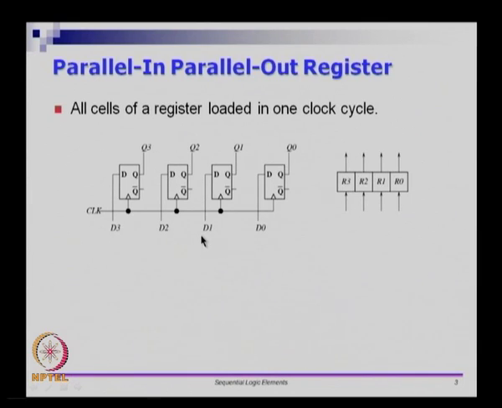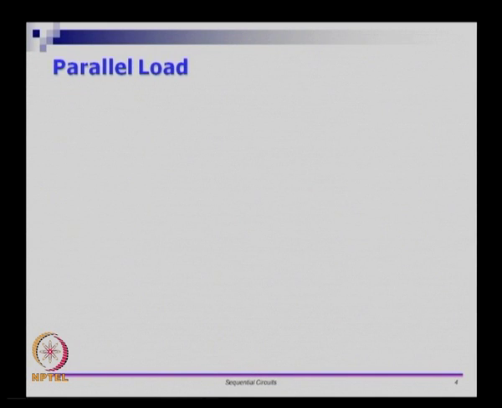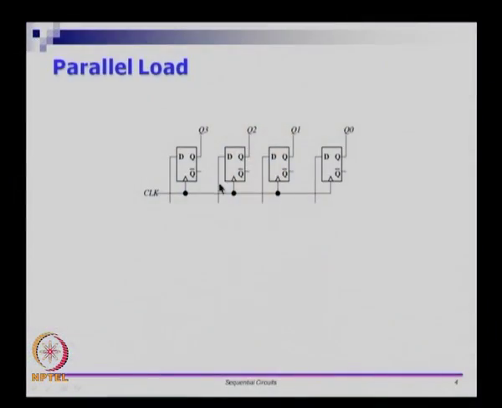Sometimes you do not need that. You load a value and then you keep it, and you want to do something with this value for the next cycles and so on. If you need something like that, we need what is called a parallel load register. So let us see what this is. We start with the register that we had earlier. We have these four flip flops which make the register. The D inputs are not shown now.